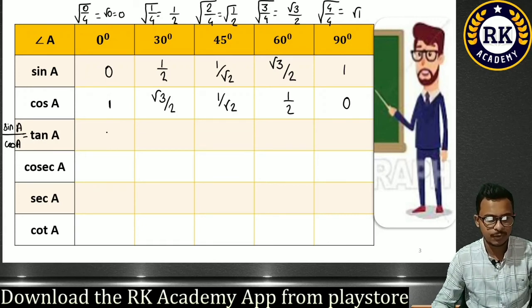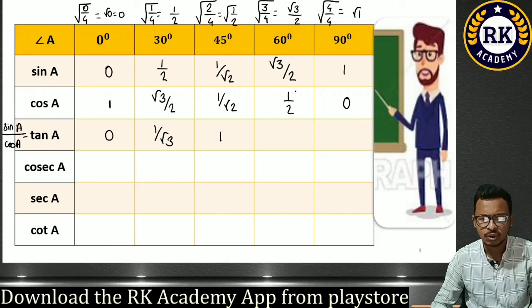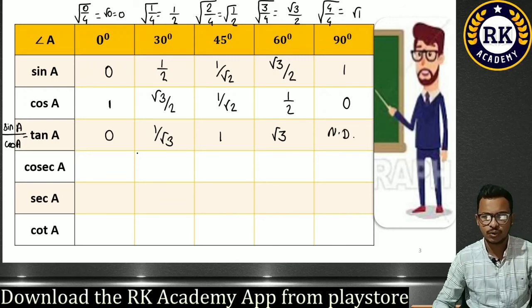Now 0 upon 1, this value comes to 0. Now 1 by 2 upon root 3 by 2, the 2 will be cancelled, this will be 1 upon root 3. Here 1 by root 2 divided by 1 by root 2 will be only 1. Root 3 upon 2 divided by 1 by 2, the 2 will be cancelled, it will be root 3. And 1 upon 0, remember, 1 upon 0 cannot be defined, it is not defined, because there is no value.